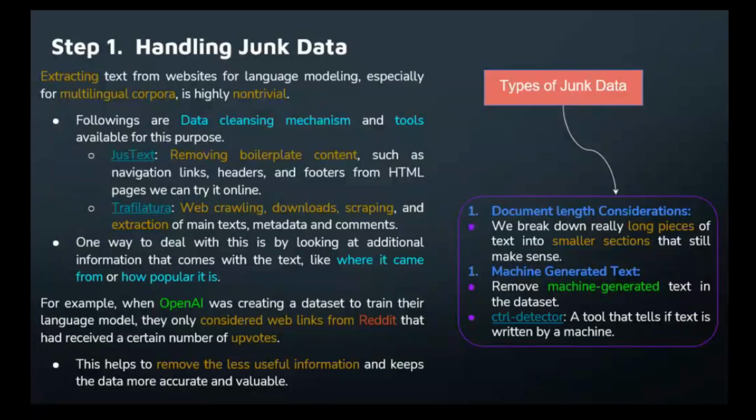Then we see the different types of junk data, which are basically document length consideration and machine generated text. The document length consideration is basically a technique which involves breaking down really long pieces of text into smaller sections that still make sense. This can help to remove junk data that is only present at the beginning or end of the document.